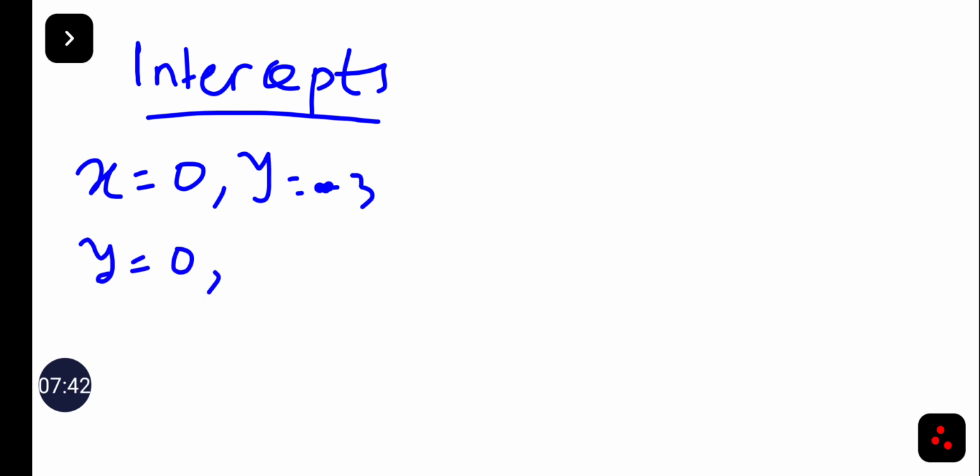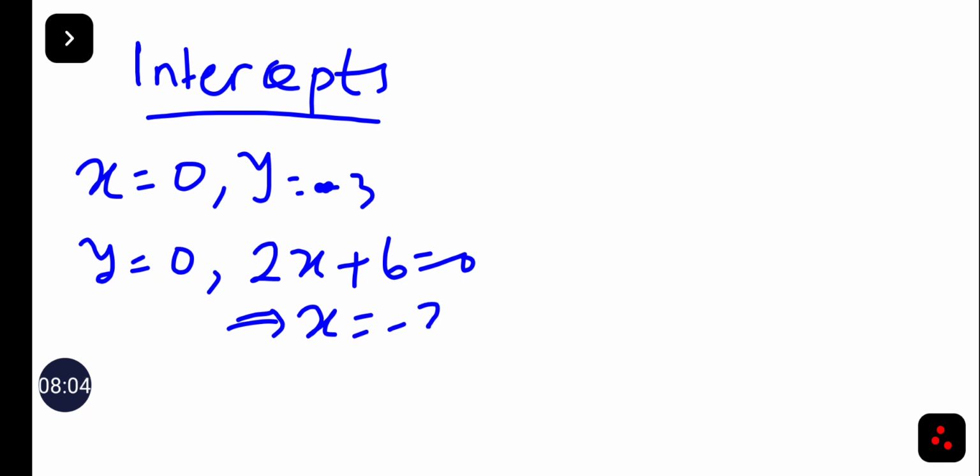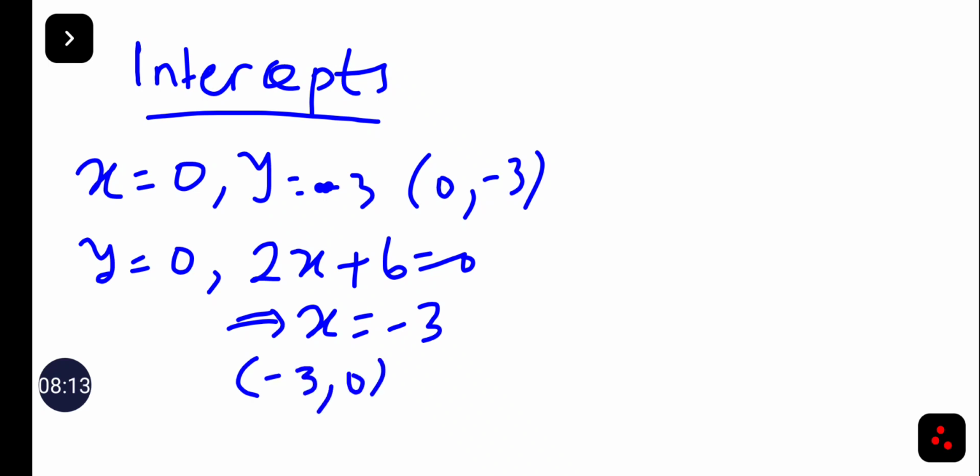Now the x-intercept is when y is equal to 0. Remember our function is 2x plus 6 over x minus 2. Since the denominator is different from 0, if y is equal to 0, the numerator is our focus: 2x plus 6 equal to 0 implies x is equal to negative 3. So here we have (0, negative 3) and, x coordinate first, (negative 3, 0).